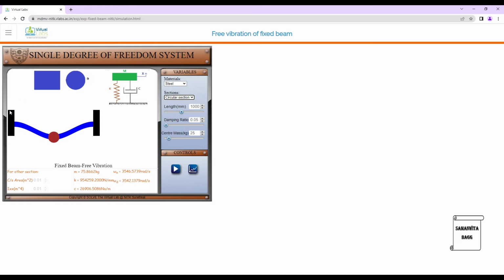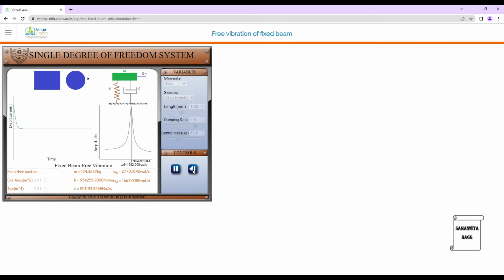Let me choose the length as 1000 itself, the way it is given. Let's take the damping ratio value this time as 0.8. The central mass is 25 kg. Let me make it 73.5 kg. Now let's start the analysis. And this is the graph. You can see immediately it has come to a halt. It's because of the central mass being quite heavy. So let's make this a bit lighter.